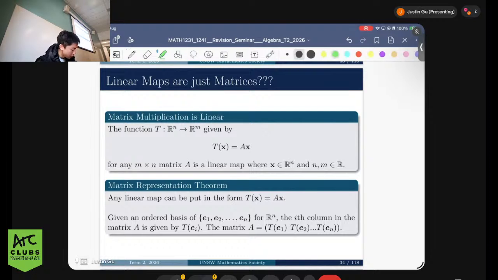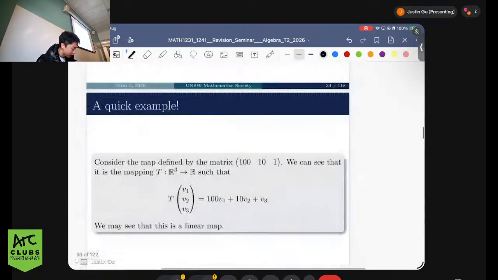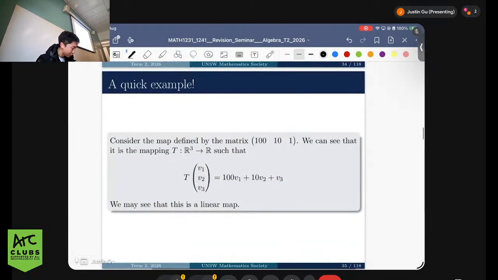Take note that the bases must be ordered. Any linear map can be put into the form Q of x equals Ax. I think this definition once again is too problematic. Any questions with this definition? Okay, can you guys have a go at, actually no, this is not a question.